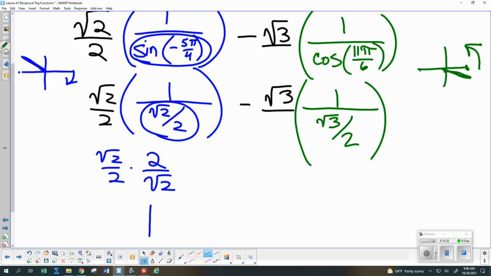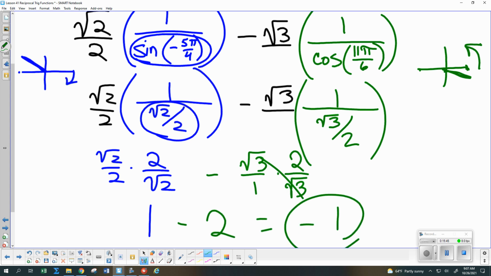So what I have is minus that root 3 on the outside. Flip this one, 2 over root 3. My root 3's cancel. 1 minus 2 gives me negative 1. Okay, see what we're doing with the reciprocal trig functions. Just one step beyond what we've been doing.